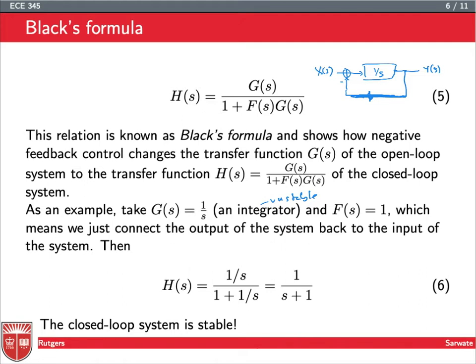Algebraically, what's happening? We have G(s) is 1 over s, and F(s) times G(s) is 1 over s. We just multiply top and bottom by s, and we get 1 over s plus 1, which is stable, right, because the pole is at s equals -1. So this closed loop system is actually stable. We took this integrator, just wrapped a wire around, and basically stabilized the integrator. So that's pretty cool. So can we do this for more complicated systems than just the integrator? That's the real question.